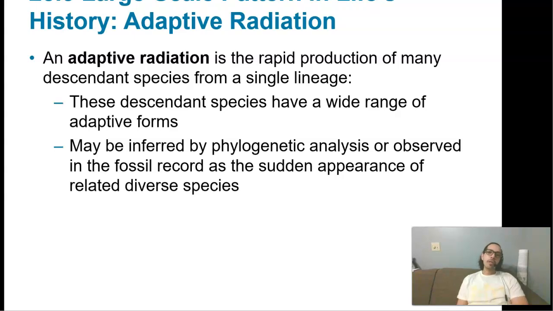Adaptive radiation is the rapid production of many descendant species from a single lineage, so from a common ancestor. These descendant species have a wide range of adaptive forms. These may be inferred by phylogenetic analysis or observed in the fossil record as a sudden appearance of related, diverse species.